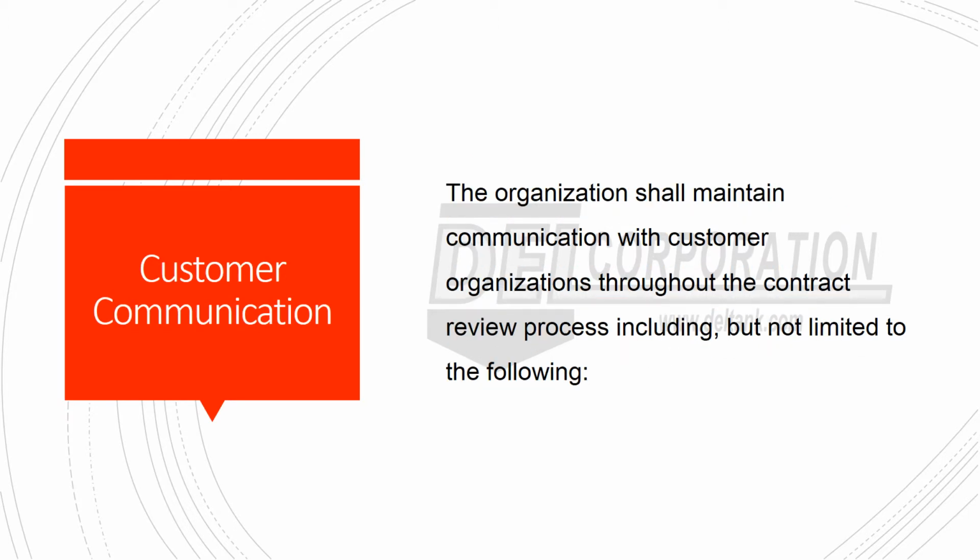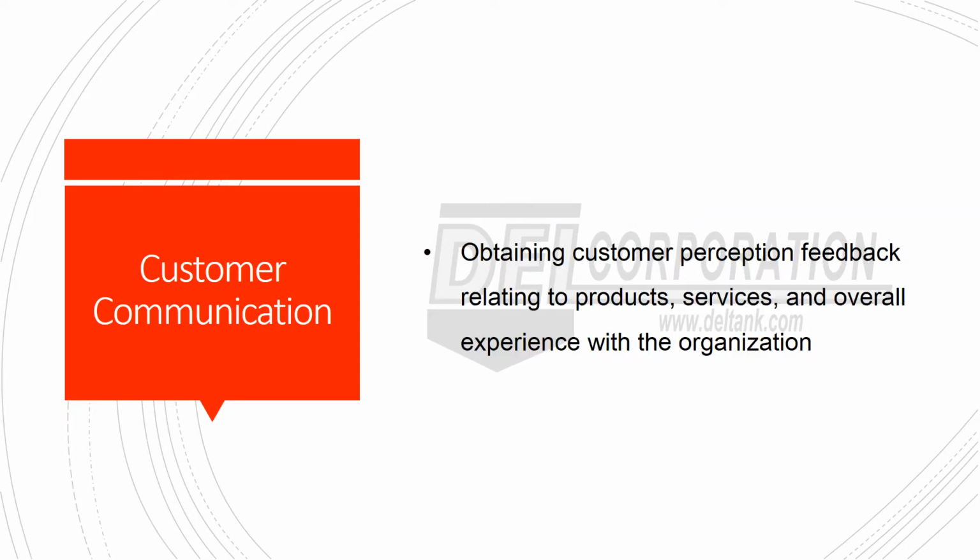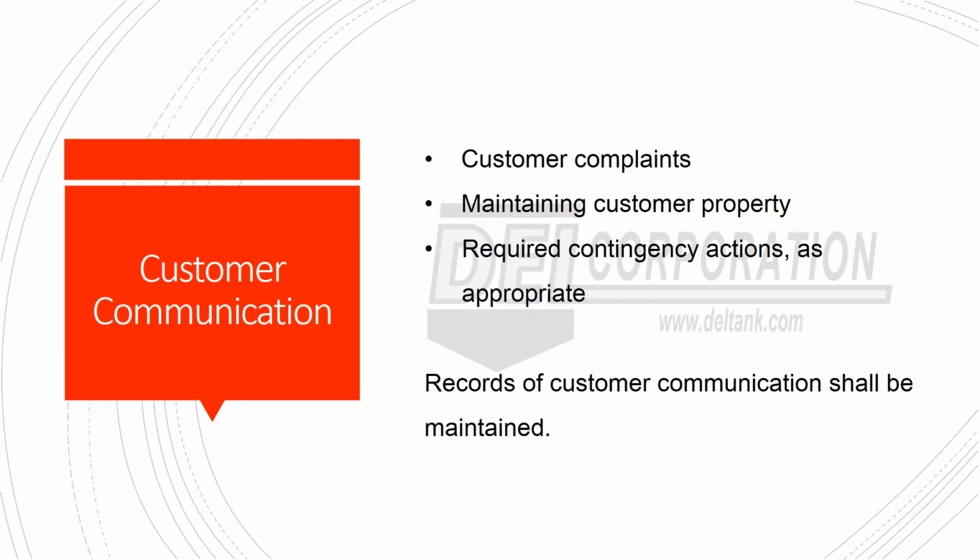Customer communication. The organization shall maintain communication with customer organizations throughout the contract review process, including but not limited to the following. Information relating to products and services offered by the organization addressing customer requirements. Handling documented information in regards to inquiries, contracts, purchase orders, and any changes associated. Obtaining customer perception feedback relating to products, services, and overall experience with the organization. Customer complaints. Maintaining customer property. Required contingency actions as appropriate. Records of customer communication shall be maintained.